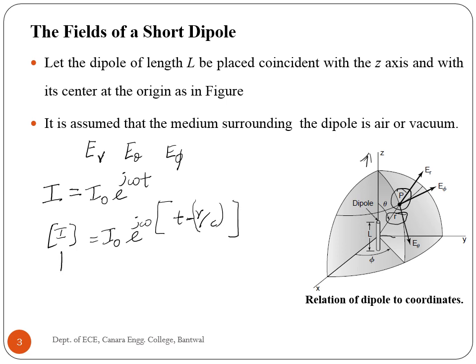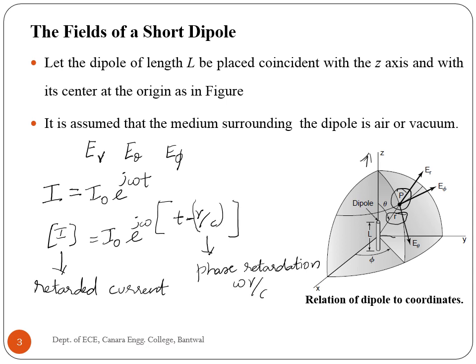Where I is the retarded current, r/c results in a phase retardation, which is equal to 2πf r/c radians, that is 360 degrees times fr/c, which is equal to 360 degrees t/T.